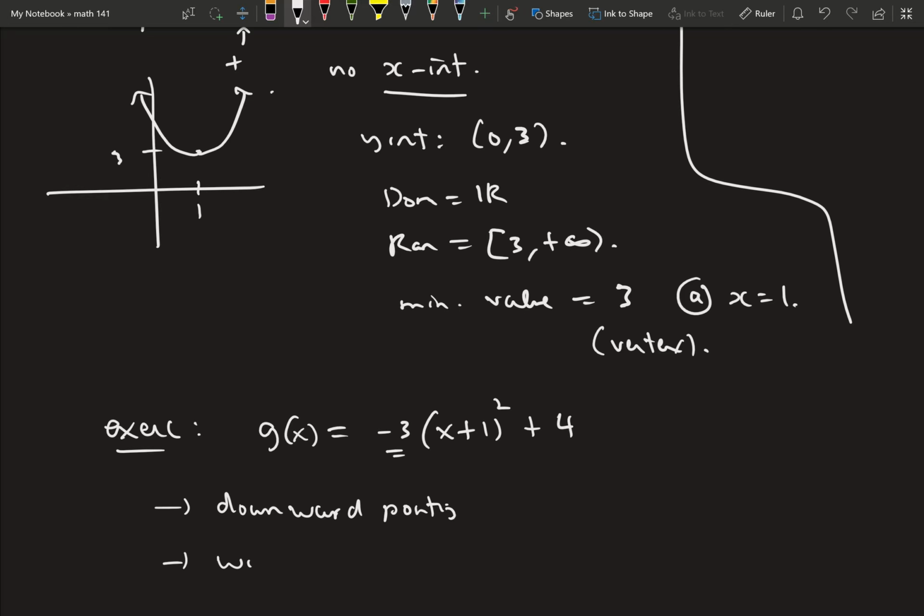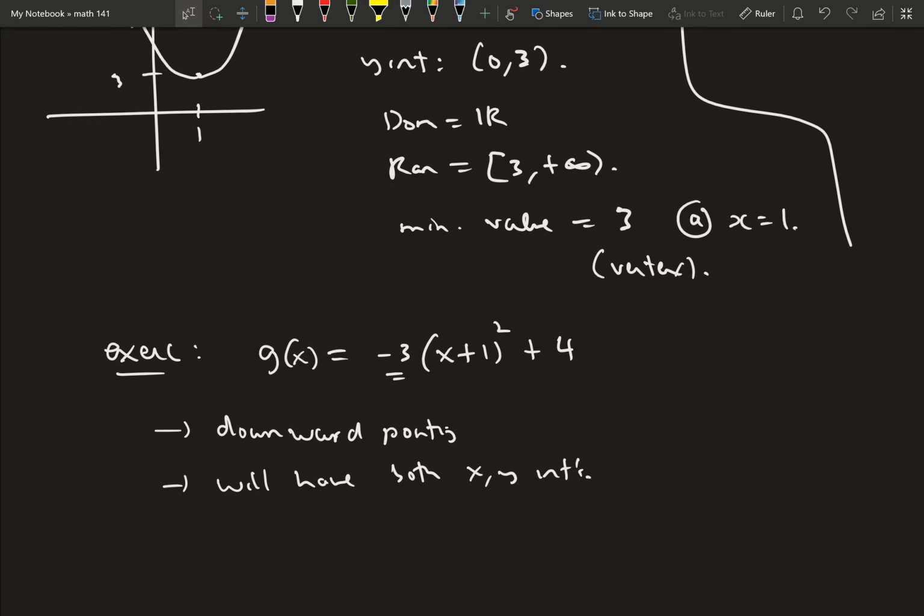We'll have both x and y intercepts. And this will have a max value, but no minimum. So you can try to figure it out, and I'm just giving you some hints if you want to do this on your own, but I'll start the next video with this exercise.